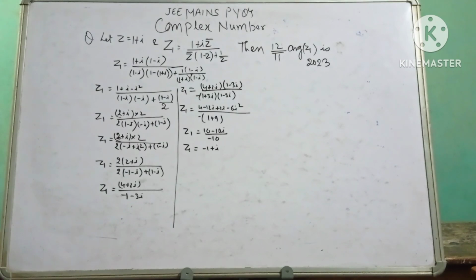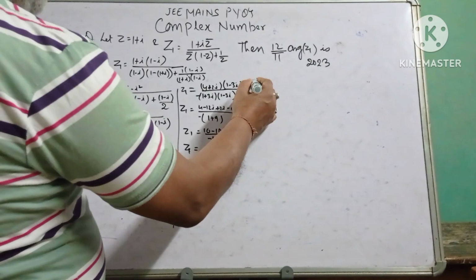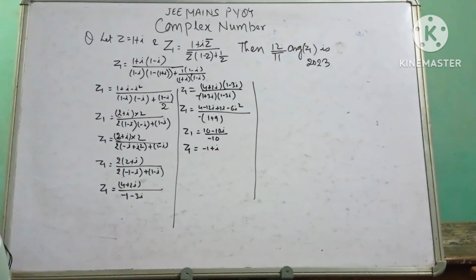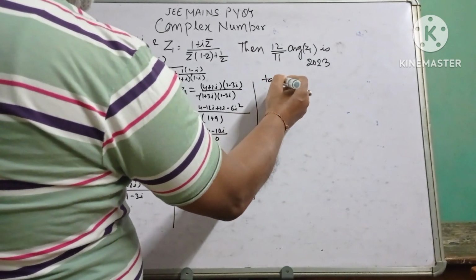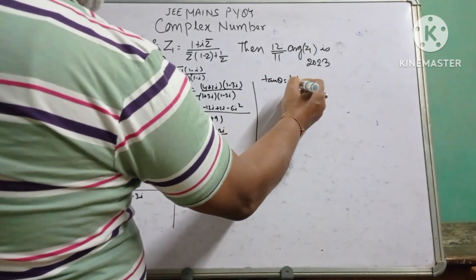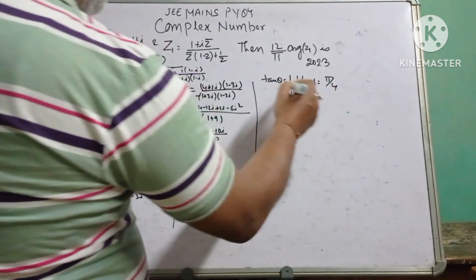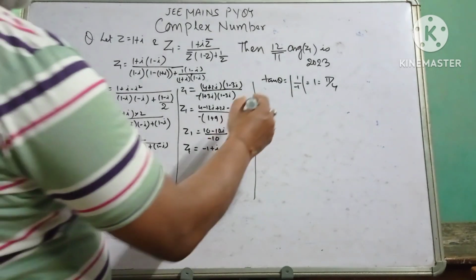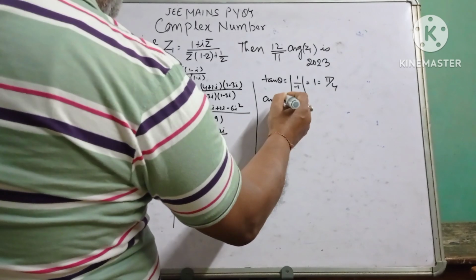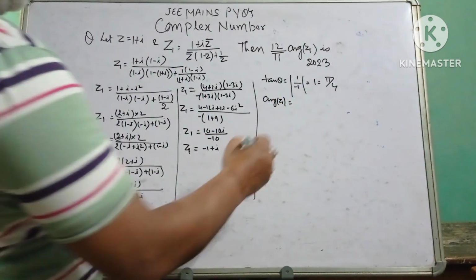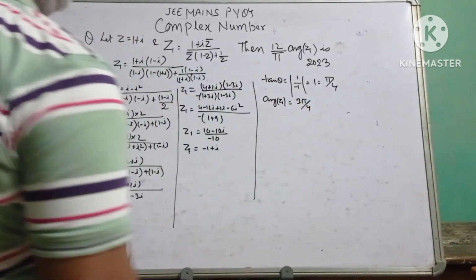So when I have got z1, the rest is very easy. This was a very easy question, not so tough. Now you have to find out the argument. Your tan theta will be equal to 1 by minus 1, that will be equal to 1, that is pi by 4, but it lies in the second quadrant. So the argument of z1, in the second quadrant, will be pi minus pi by 4, that is 3 pi by 4.